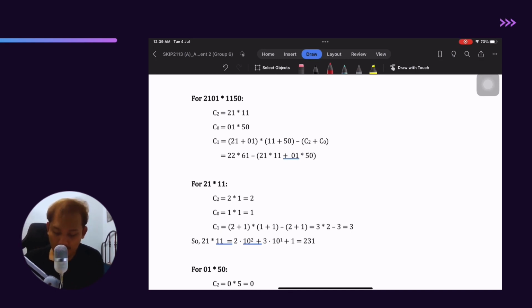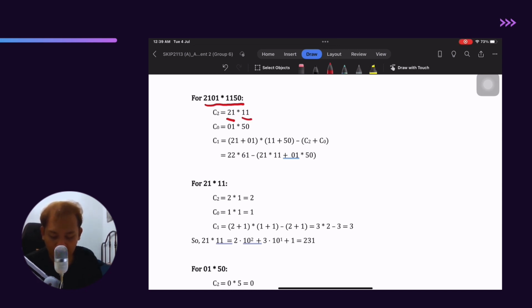So here we have the summary of the calculation steps. First, 2101 times 1150. We'll be using several variables, which we declare as C2, C0 and C1. For C2, we'll be using the first and second digits of 2101, and then we multiply by the first and second digits of 1150.